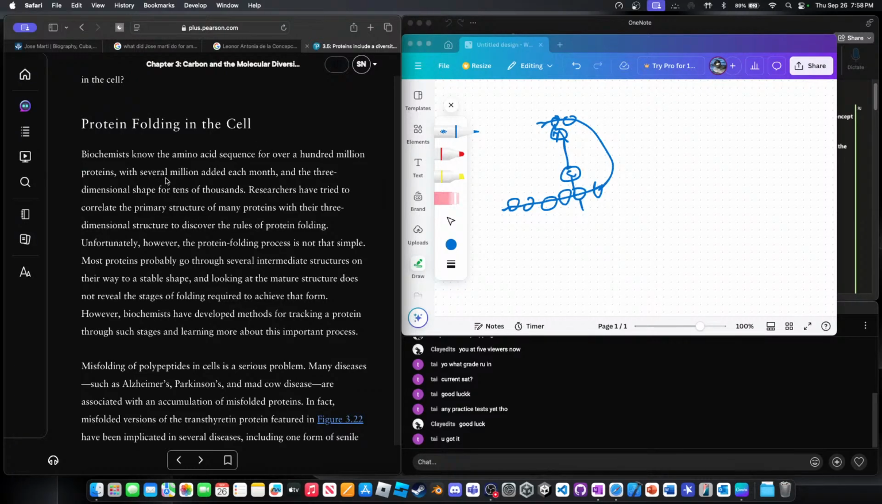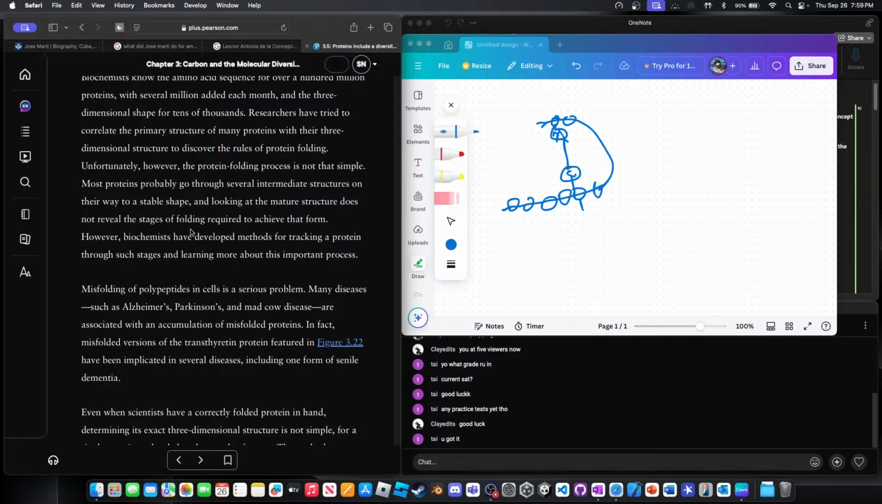Biochemists know the amino acid sequence for over 100 million proteins, with several million added each month, and the three-dimensional shape for tens of thousands. Researchers have tried to correlate the primary structure of many proteins with their three-dimensional structure to discover the rules of protein folding. Unfortunately, however, the protein folding process is not that simple. Most proteins probably go through several intermediate structures on their way to a stable shape, and looking at the mature structure does not reveal the stages of folding required to achieve that form. However, biochemists have developed methods for tracking a protein through such stages and learning more about this important process.